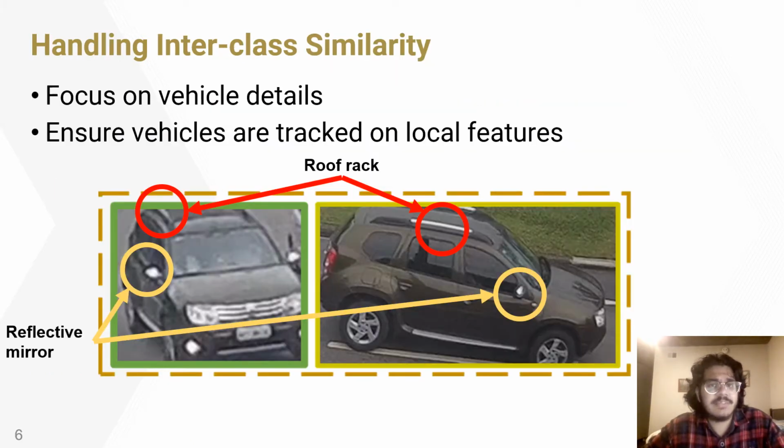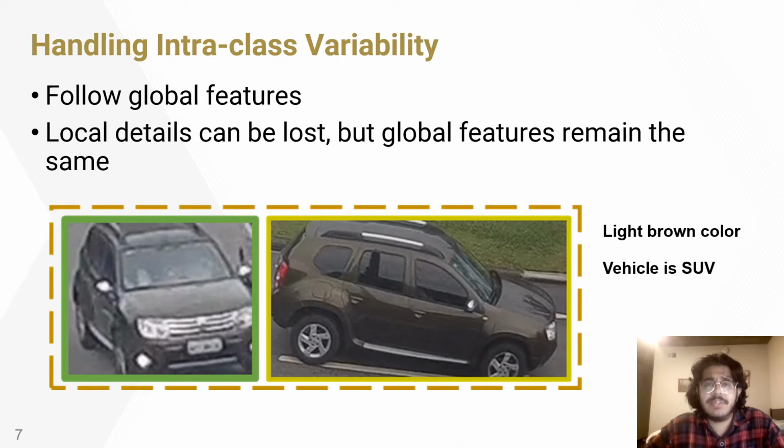To handle intra-class similarity and ensure vehicles from different angles are matched, even though they're the same identity, we would need to follow vehicles' features from different locations. This way, we avoid matching on global features that may be common across multiple vehicles. In this case, we would match on the reflective mirror and the roof rack. To handle intra-class variability, where some local features are hidden, we still need to keep track of global features. This way, we can combine both to get the best possible matching result. In this case, we would match on the light brown color and the fact that the vehicles are SUVs, in addition to the reflected mirrors.